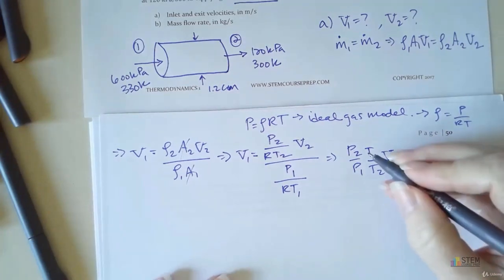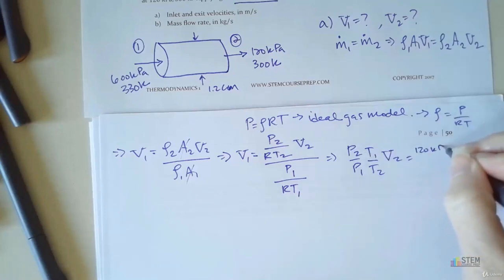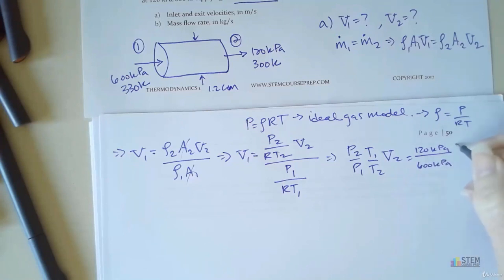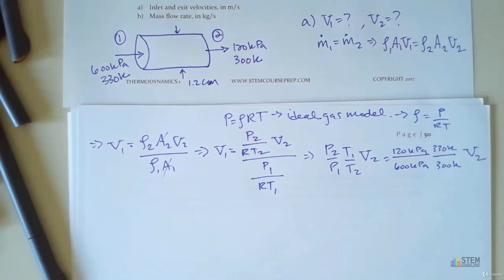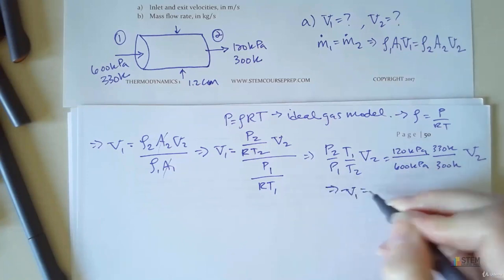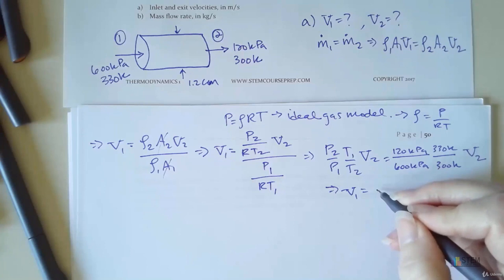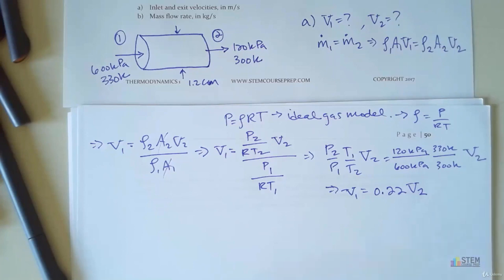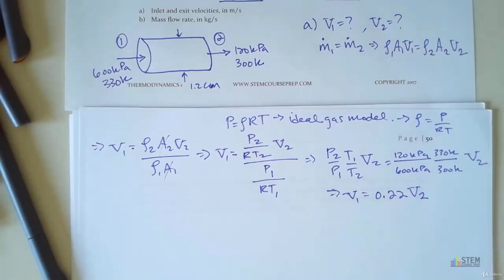Let's plug in our values. P2 is 120 kilopascal. P1 is 600 kilopascal. Our temperature, we're going to have 330 Kelvin over 300 Kelvin multiplied by V2. Now this, we can simplify, and this allows us to get the relationship between V1 and V2. So the velocity at the inlet is going to be 0.22 times V2. So it's 22% of the exit velocity. We'll hang on to this and we'll use it in just a second. We still don't have enough to solve because we have two unknowns still.